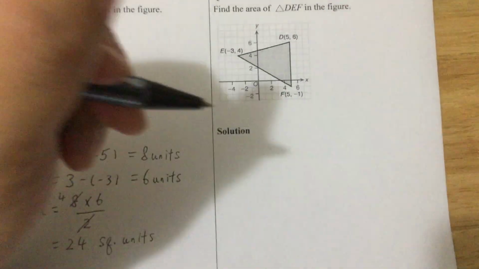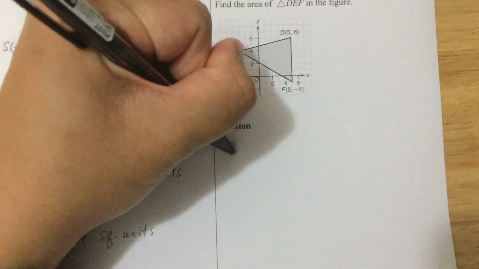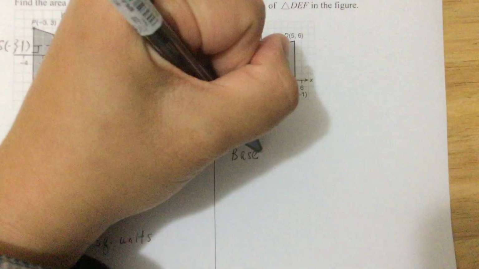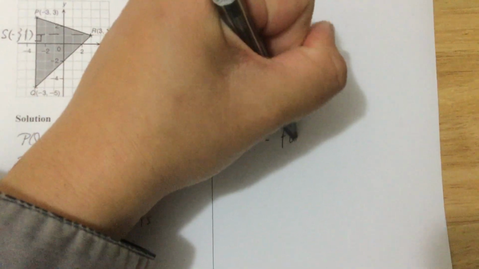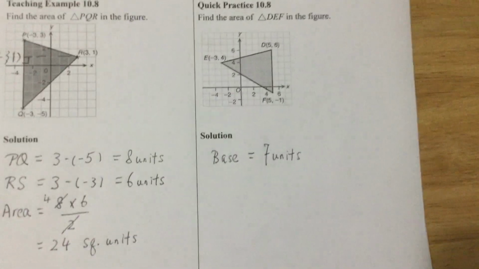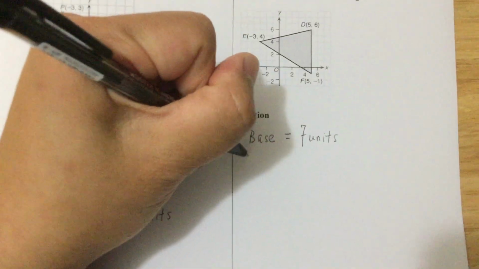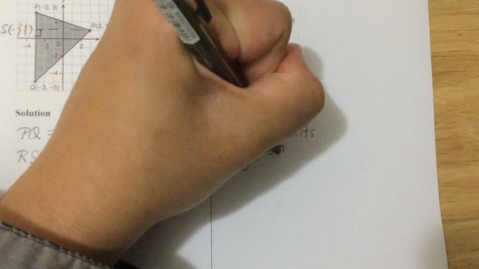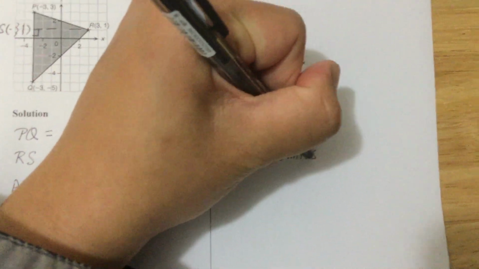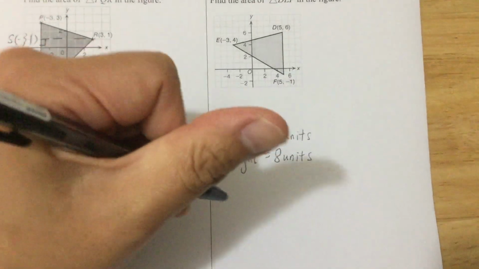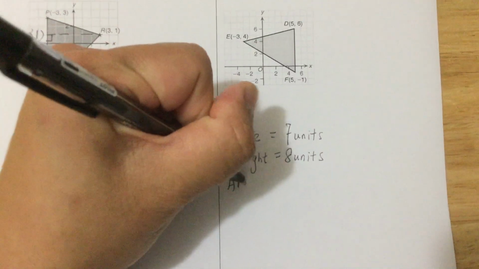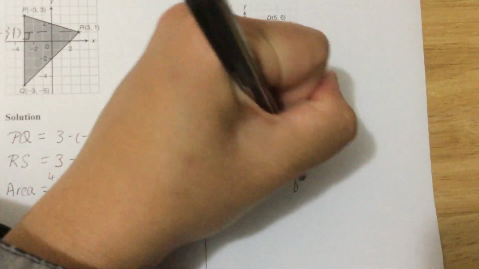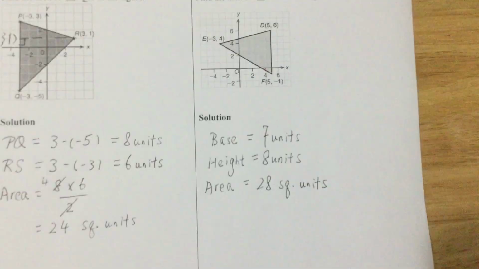Okay, now I will not tell you the point, maybe some DF for GE or EF for DE. This time I will only write down the base of the triangle. This time the base is 7 units. And for the height, it is 8 units. And the area is 28 square units. Correct or not?